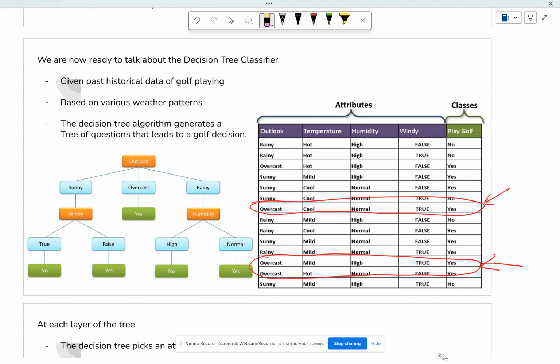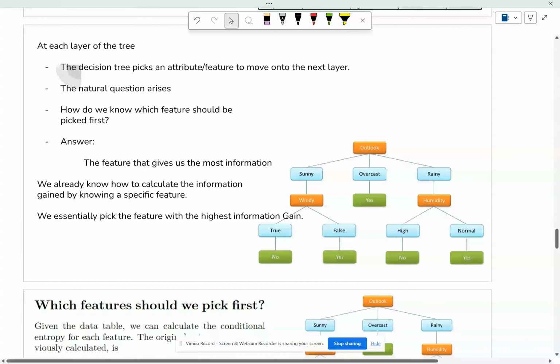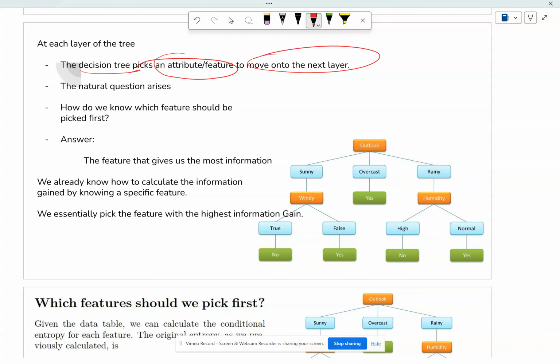So with the decision tree, the name of the game is essentially deciding which attributes you should pick first. How do you pick the first one? And then how do you pick the second one? How do you pick the third one? So that's how decision trees are constructed. At each layer, the decision tree picks an attribute, one of the features, and then moves on to the next layer.